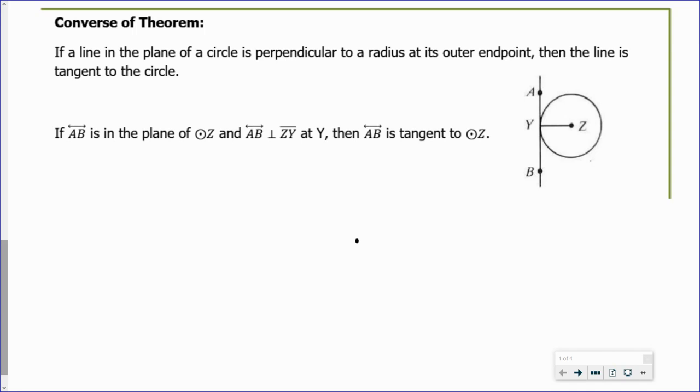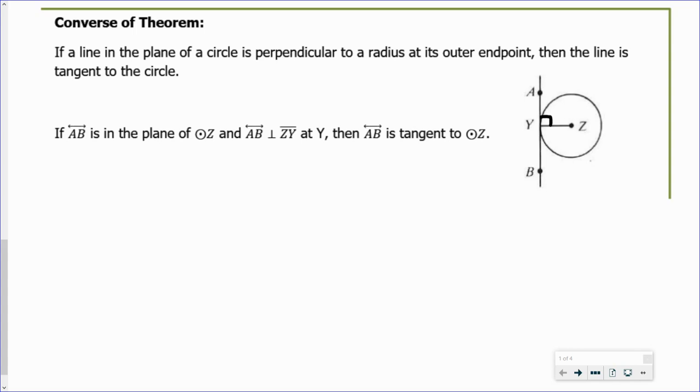It reads, if a line in the plane of a circle is perpendicular to a radius at its outer endpoint, then the line is tangent to the circle. So basically in this one, we know that the radius and this line are perpendicular to each other at point Y. And what we can deduce from that is that that line, in this case line AB, is tangent to the circle. So basically just the opposite of what we learned in the previous video.